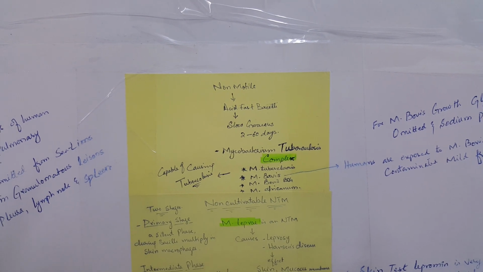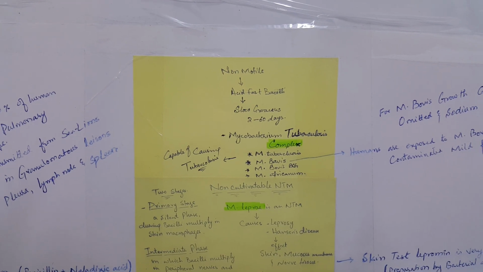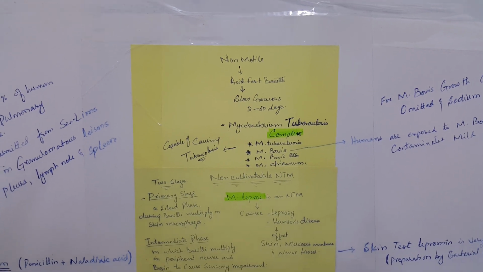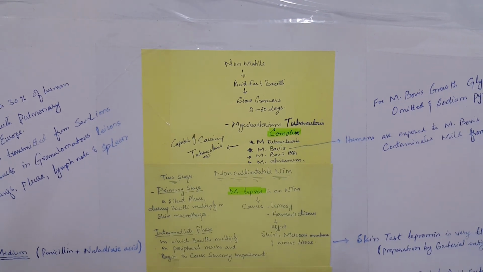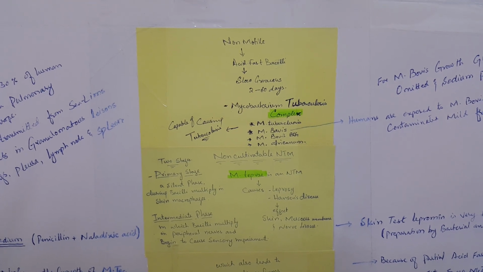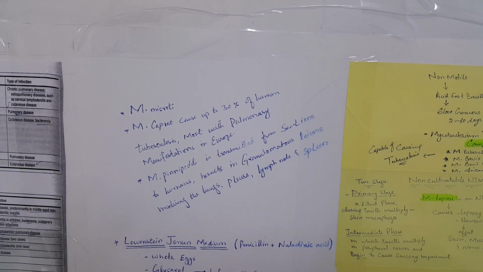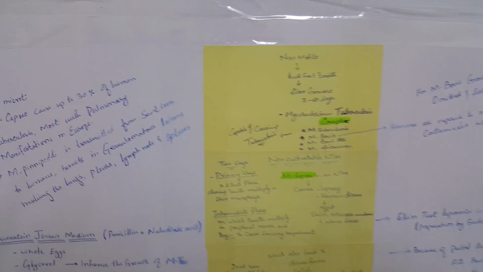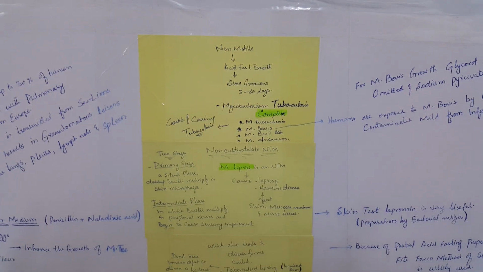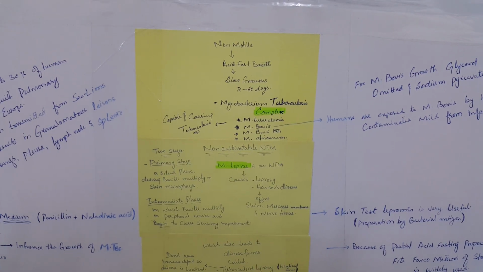Mycobacteria are non-motile acid-fast bacilli. They are slow growers. It takes 2 to 60 days for the colony to appear on the plate. Mycobacterium tuberculosis complex includes Mycobacterium tuberculosis, Mycobacterium bovis, Mycobacterium bovis BCG, Mycobacterium africanum, Mycobacterium microti, Mycobacterium caprae, Mycobacterium pinnipedii. These are all in the Mycobacterium tuberculosis complex, and they are capable of causing tuberculosis, pulmonary tuberculosis.